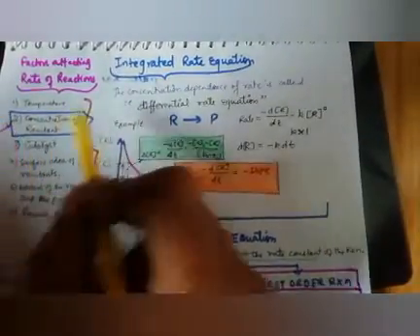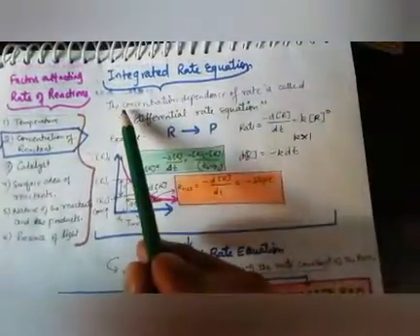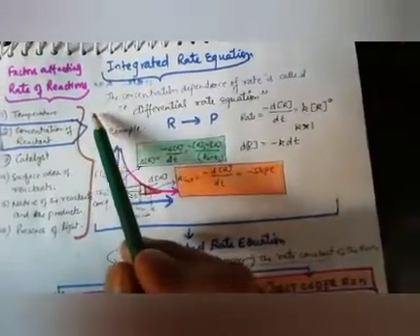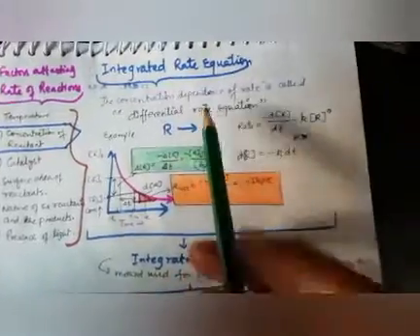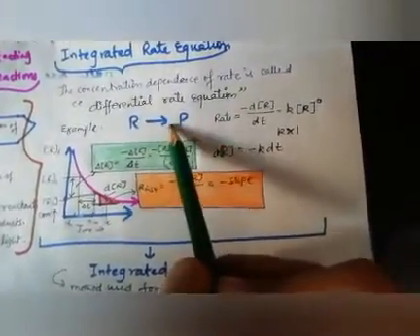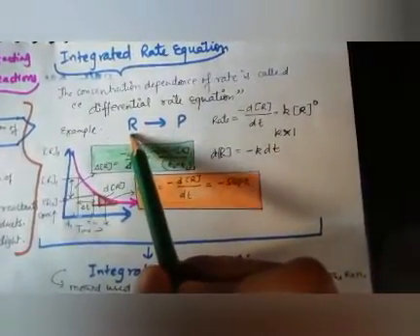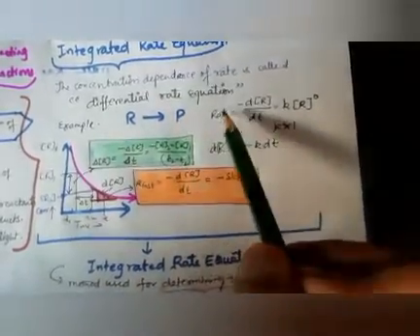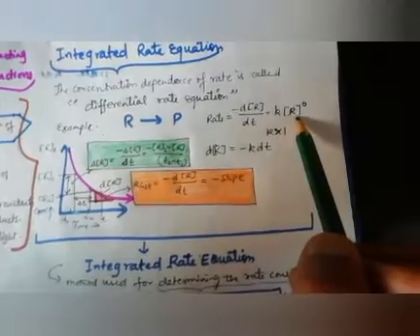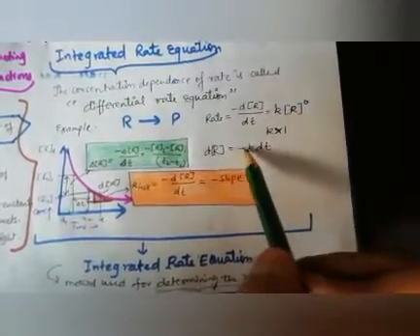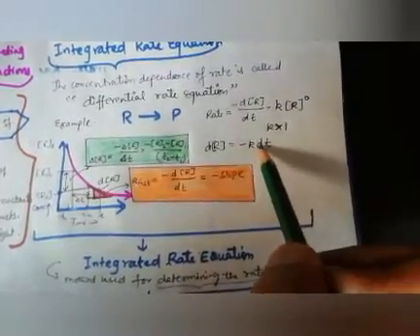So first we are taking the concentration of the reactant. The dependence of rate on concentration is called the differential rate equation, but in differentiation we are taking very small changes. As we have studied, R is changed into P, and the rate is written as the disappearance of reactant with respect to time, which becomes minus k dt in the case of first order.